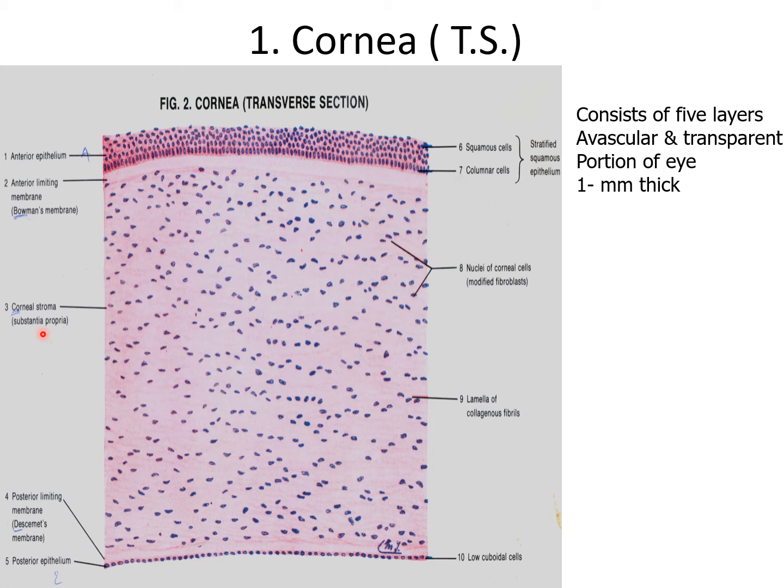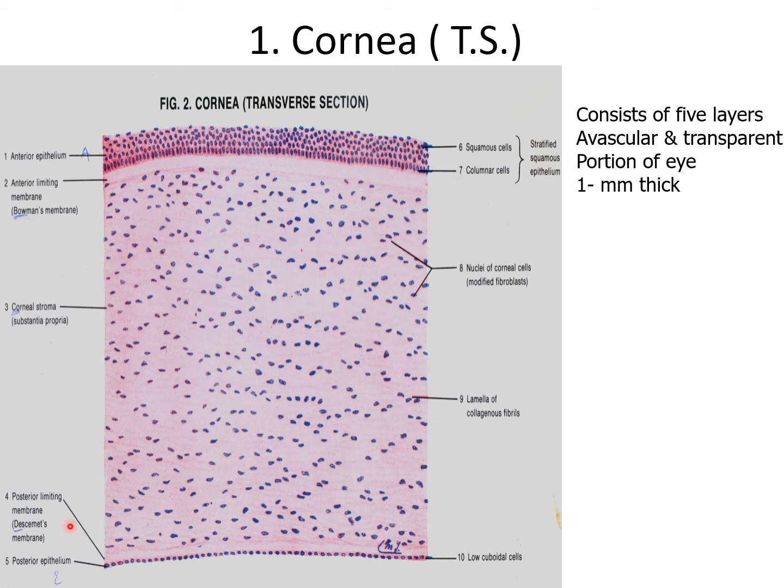Fibroblasts are present in the substantia propria. They appear flattened in vertical section through the cornea, but are star-shaped in surface view. They are also called keratocytes or corneal corpuscles. So this is the third layer, the corneal stroma.